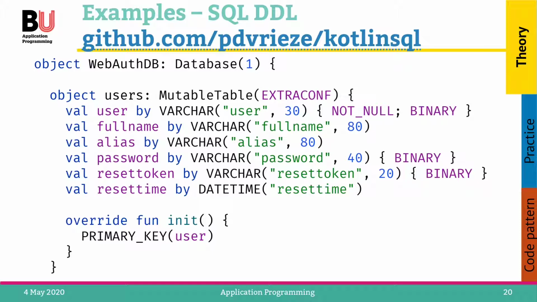So this is a DSL I created for creating a database. You can have multiple users, and what you do is, this is a database, and inside the database there's a number of tables. In this case, extraconf allows you to pass some extra information to, in this case, MySQL, that says, okay, this is the character set to use and stuff like that.